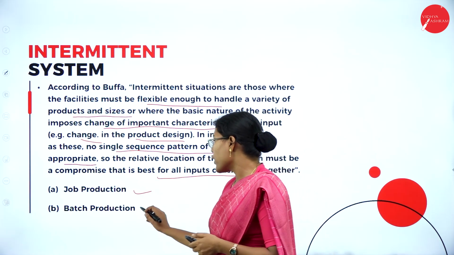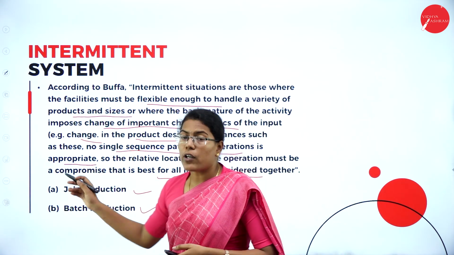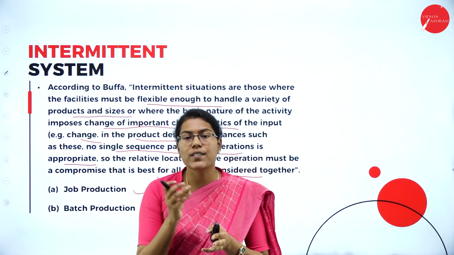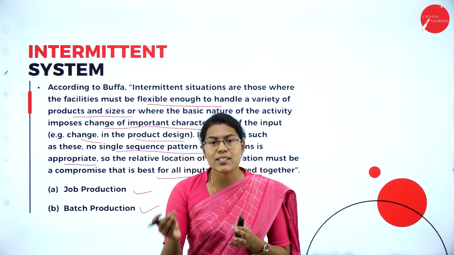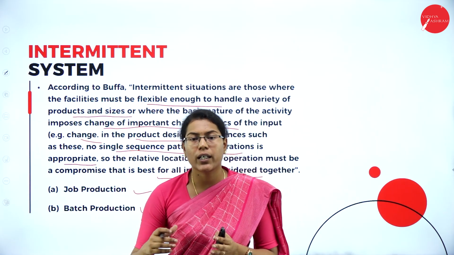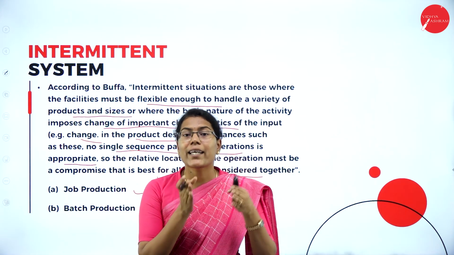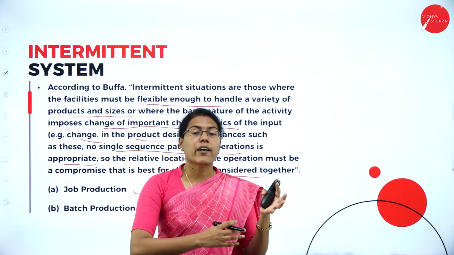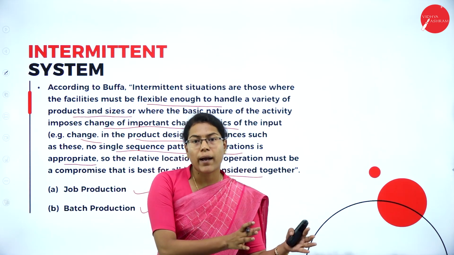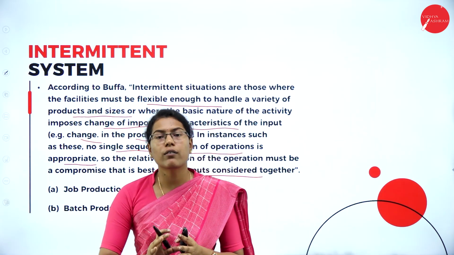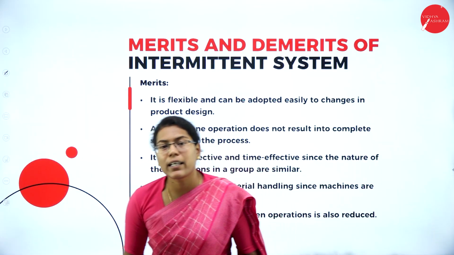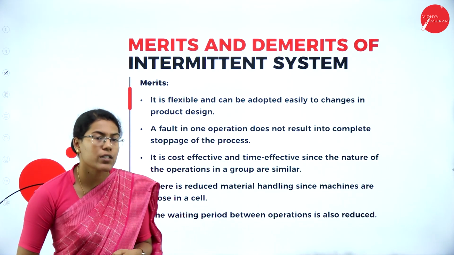Next, batch production means here the production happens batch wise. That means the manufacturing of certain products, in small quantity or large quantity or in lots, happens at intervals. That means there is a gap between the manufacturing of products of one batch to the manufacturing of products of another batch. Now let us see the merits and demerits of the intermittent production system.